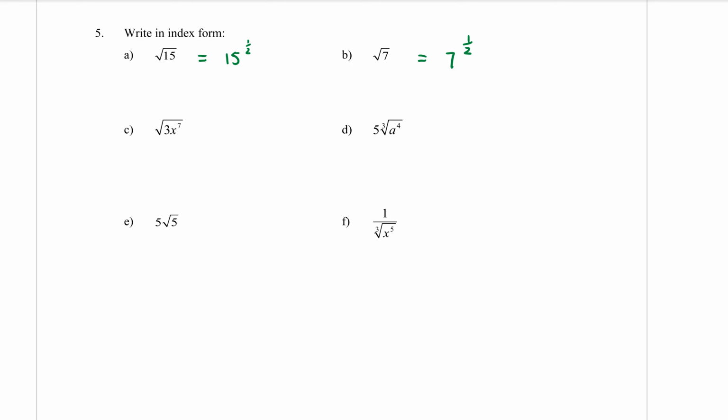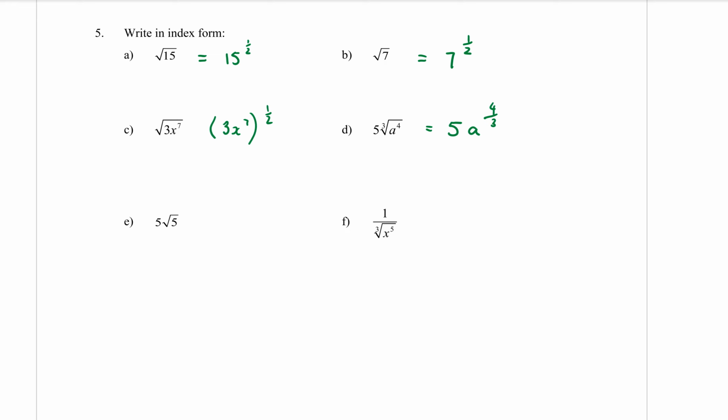Part C. I have a square root, which means all of that, the 3x to the power of 7, has to be to the power of 1/2. Okay, now if the 3 wasn't there, I might have been able to do some more things there, but I can't for that one. Part D. The 5 is not part of the square root, so it's going to be sitting at the front. The A, remember the type of square root, it's a cubed root, is going to be the bottom number of your fractions. There's going to be a 3 on the bottom. And the power underneath the square root sign goes to the top. So it's a power of 4/3. That's it.